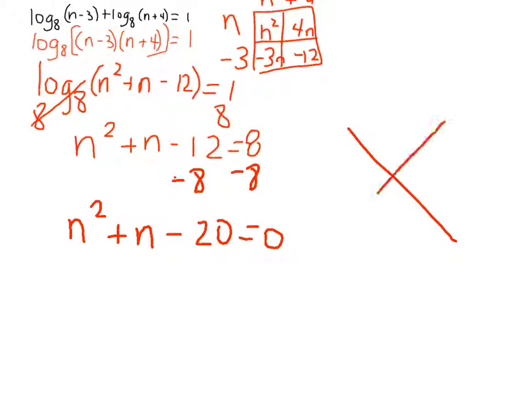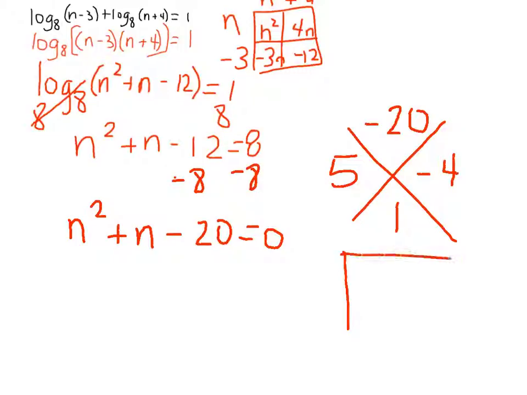And now I'm going to spend about 20 seconds trying to find these magic numbers. If I can't find them in 20 seconds, that's when I'm going to move on to a different method to solve. I need them to multiply together to give me negative 20 and add up to positive 1. And in 20 seconds I can come up with the numbers 5 and negative 4 here that work with the x box. If I fill this in here, I have n squared, 5n, negative 4n, and negative 20.